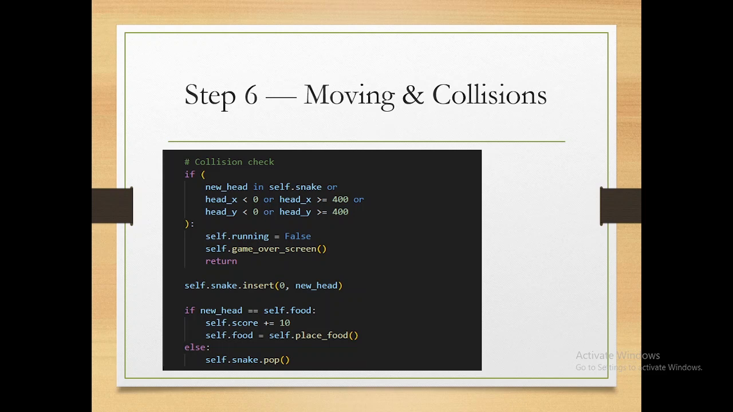If we didn't crash, we insert the new head position at the start of the snake's body list, making the snake appear to move forward. Then, if the new head position is exactly where the food is, we increase the score by 10 points and place a new piece of food randomly on the board. In this case, we don't remove the tail, so the snake grows longer. Otherwise, if we didn't eat food, we remove the last segment of the snake's body so its length stays the same. This method runs every game tick to keep the snake moving and reacting to the player's input.